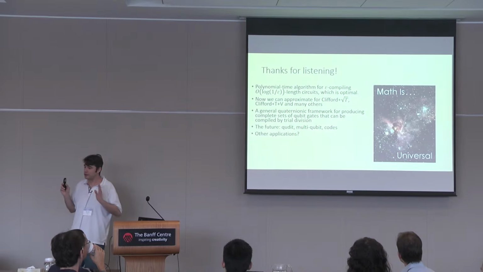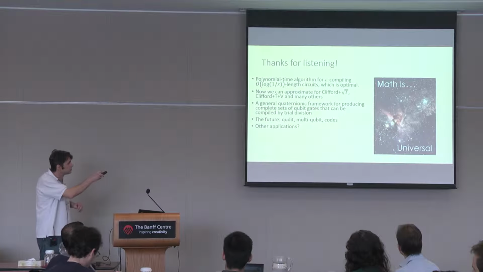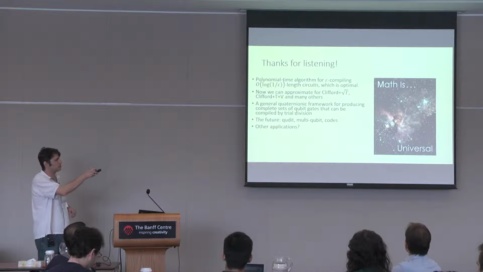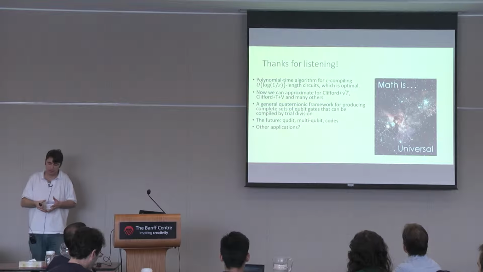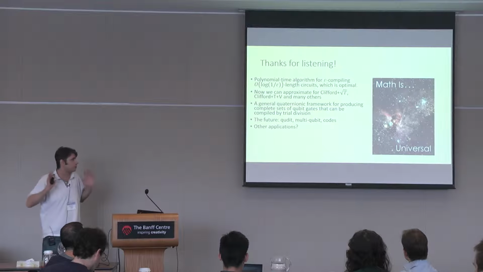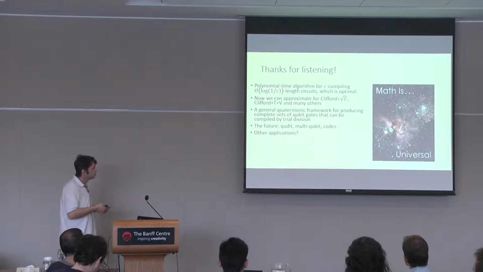So now what we can do that we couldn't do before, at least, is we can approximate for Clifford plus square root of T, and for Clifford plus T plus V. So we can put all these things together now, and we're able to run approximations for this. And many, many others as well, but just to give you some concrete examples.